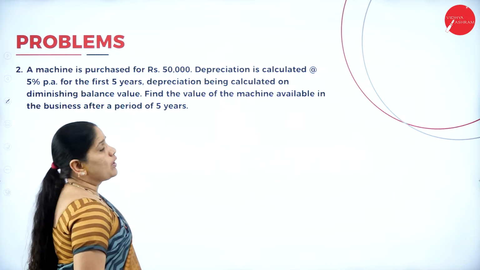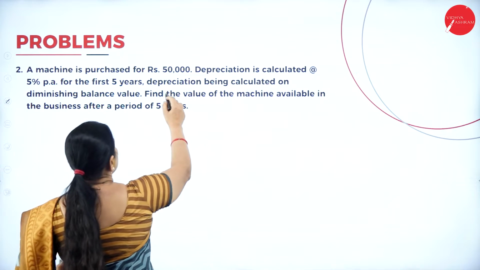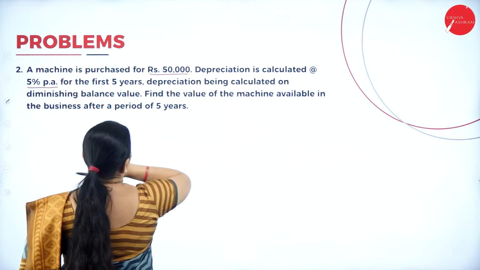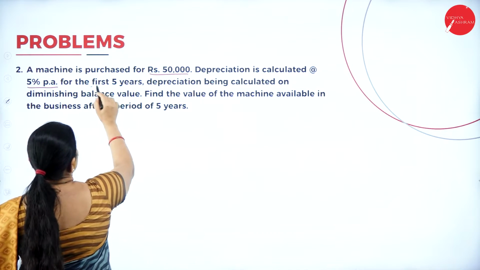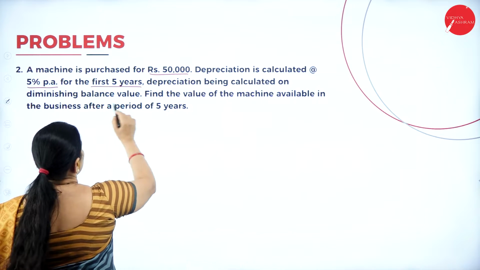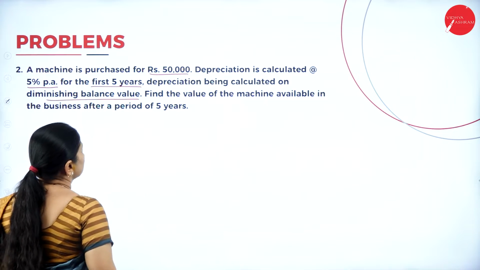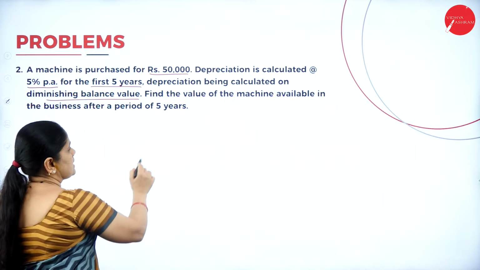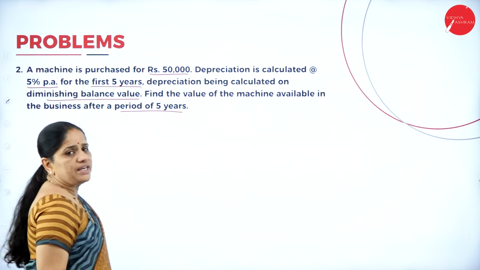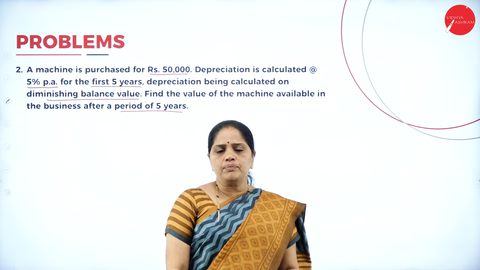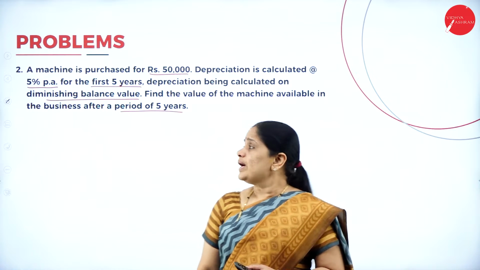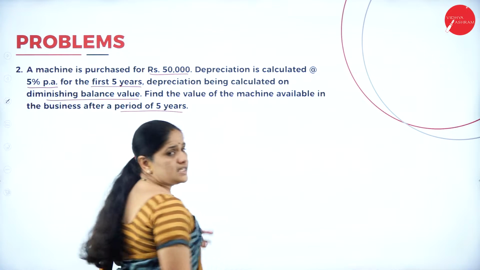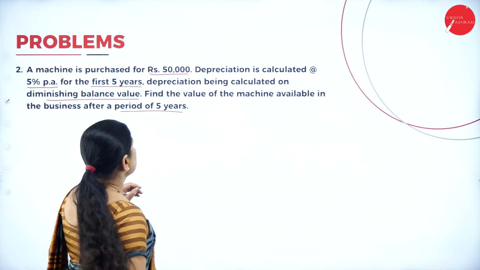Now, the next problem: a machine is purchased for rupees 50,000. Depreciation is calculated at 5% per annum for the first 5 years, depreciation being calculated on diminishing balance value. Find the value of the machine available in the business after a period of 5 years. So, this is a problem on depreciation where the diminishing balance is 5% per annum.